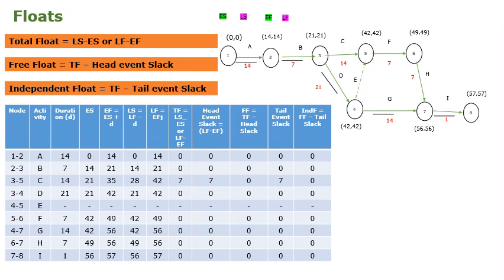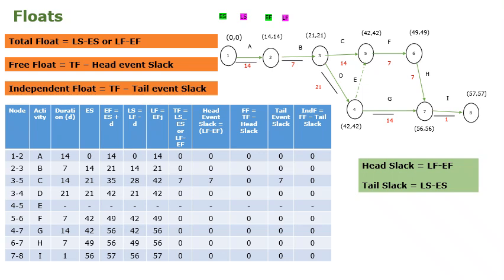Head event slack can be calculated using the formula late finish minus early finish of that activity. Similarly, tail event slack can be calculated using the formula late start minus early start. For example, if we take activity A, the head event slack can be calculated at node 2, that is from the arrowhead. So late finish is 14 and the early finish is also 14. So 14 minus 14, you will get 0.